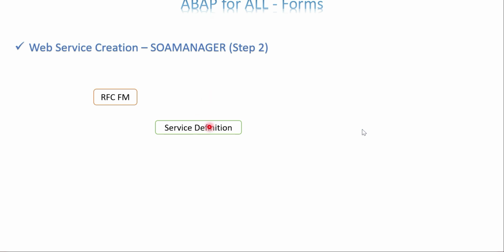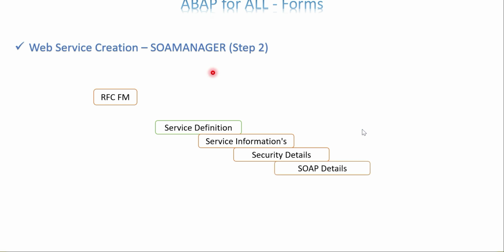So now I have a service definition on top of the RFC function module. Step two is in SOA Manager. Here I have to create the service information, same as the definition. You have to give the name of your service and everything. And then you have to give the security details, what needs to be done, authentication if you want or not, and that information. And then the SOAP details.